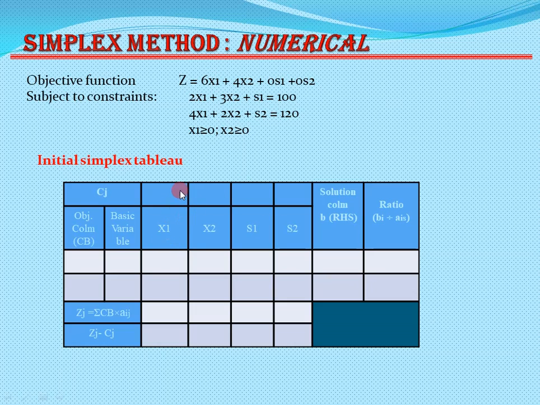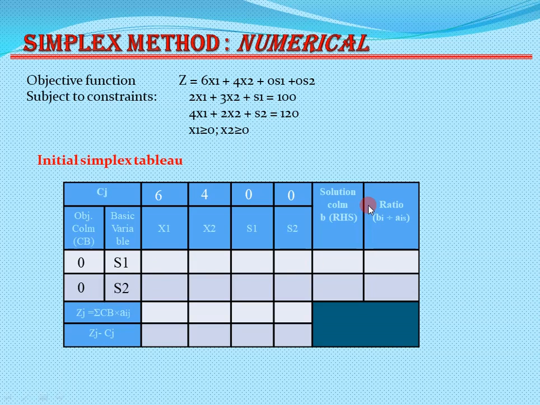So the x1 coefficient is 6, so we have to write 6 here. The x2 coefficient is 4, so we have to write the value 4 here. The s1 and s2 coefficients are 0 in the objective function, so we have to write 0 for s1 and s2. Next, in the basic variable column, the slack variables are called the basic variables and x1 and x2 are the non-basic variables. So in the basic variable column, initially we have to write s1 and s2, and their coefficients in the objective function are written in the objective column. So the s1 and s2 coefficients are 0.